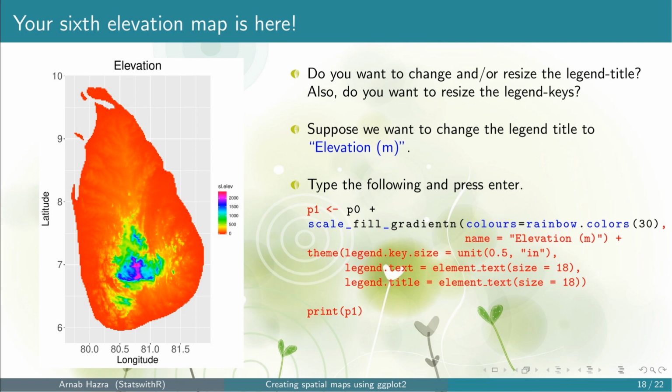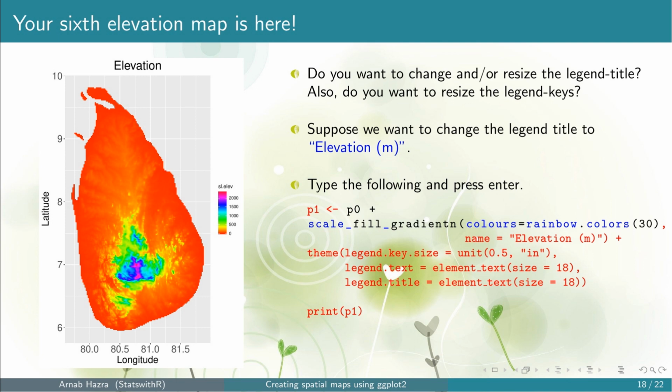Then within theme, legend.key.size equals to unit 0.5, "inch" within quotes. This enlarges the legend key, that is the colored box. Legend.text equals to element_text size equals to 18, this enlarges the numbers on the legend, and legend.title equals to element_text, size equals to 18, this enlarges the legend title.